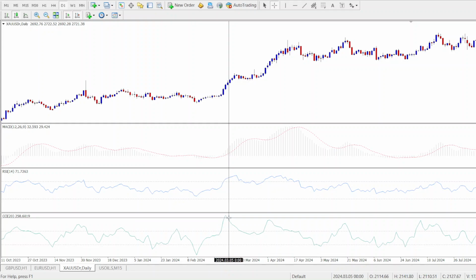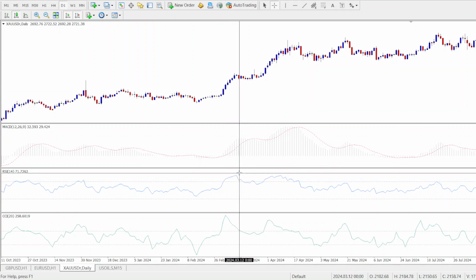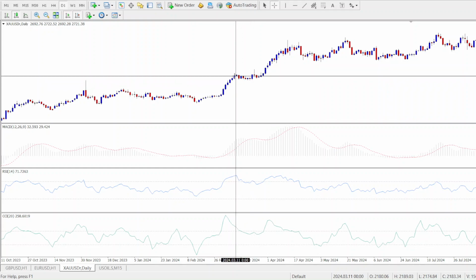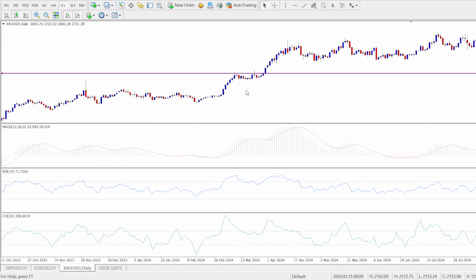The CCI began to point downwards around here, the RSI began to point downwards around here. So we would have considered exiting after we had this downwards point. So we would have exited somewhere around here, which coincided with a resistance level. That would have been our good exit point for the buy trade that we would have entered right after the crossover, which was somewhere around here.